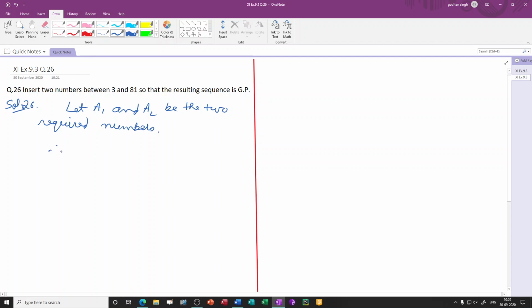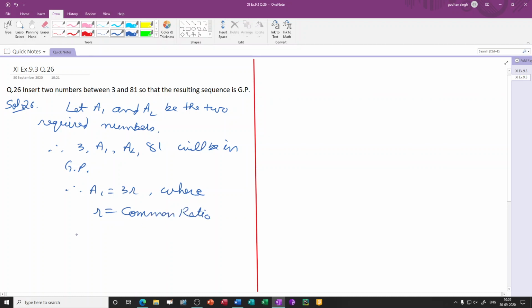Therefore, what we can say is that 3, capital A1, capital A2 and 81 will be in GP. So we can say that capital A1 is equal to 3R, where R is the common ratio, and A2 will be equal to 3R square.